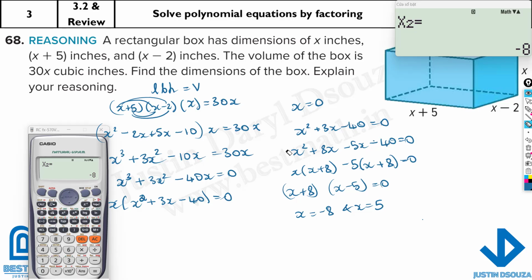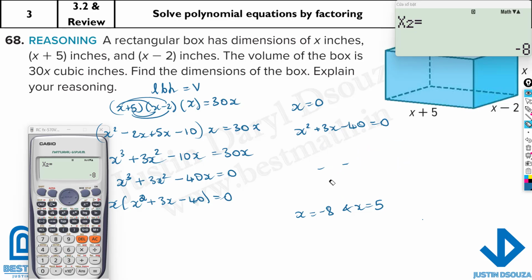So basically, I won't have these steps. I will only jump to the answer directly, because from the calculator I know x is minus 8 and 5, or 5 and minus 8. Then what I'm going to do is, in the above step, I'm just going to write x plus 8, x minus 5, that is equal to 0.